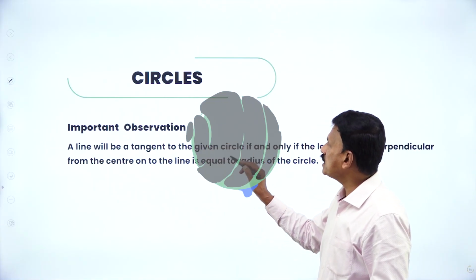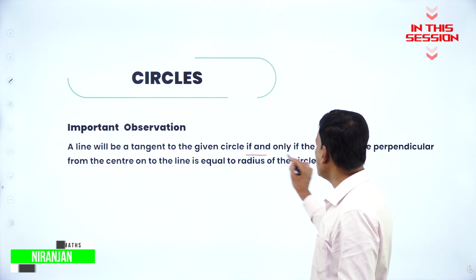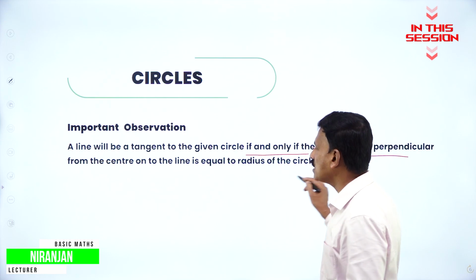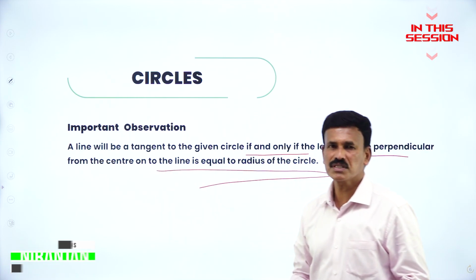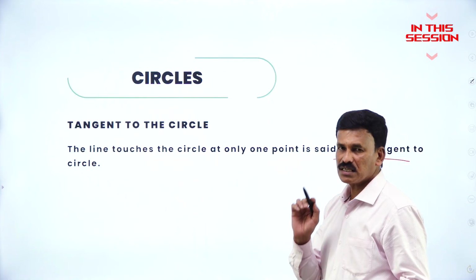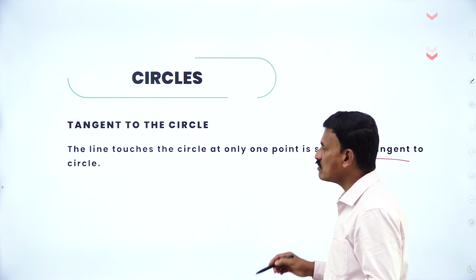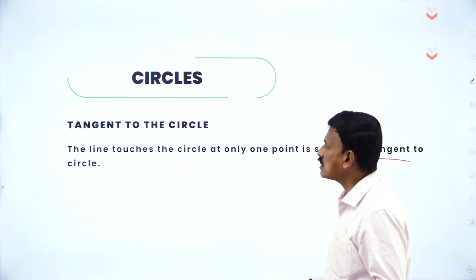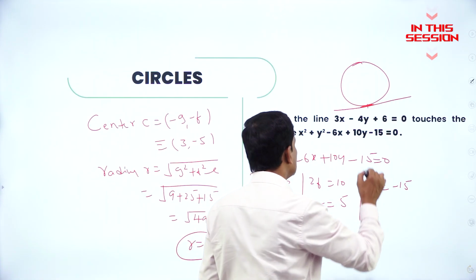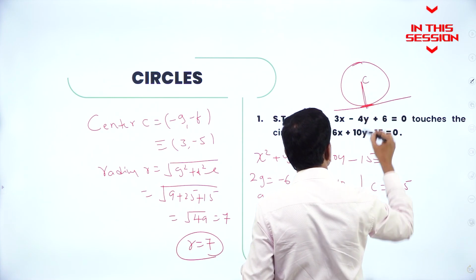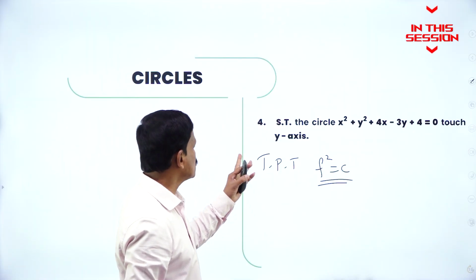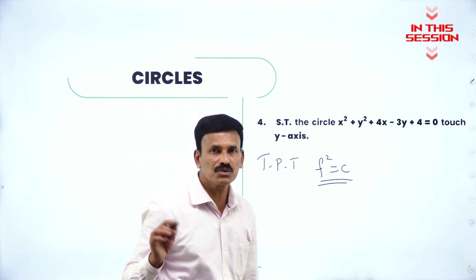A line will be a tangent to the given circle if and only if the length of perpendicular from the center on the line is always equal to the radius of the circle. If the line touches the circle at only one point, then it is called the tangent to the circle. Whenever a line touches the circle, the length of perpendicular from the center is equal to the radius. The condition for the circle to touch the y-axis is f square is equal to c, right?